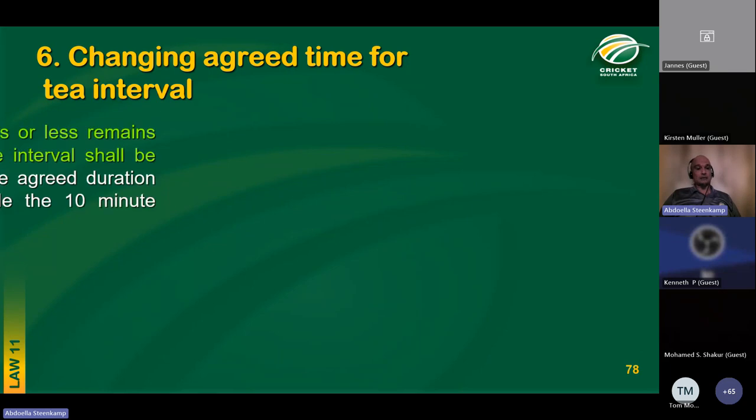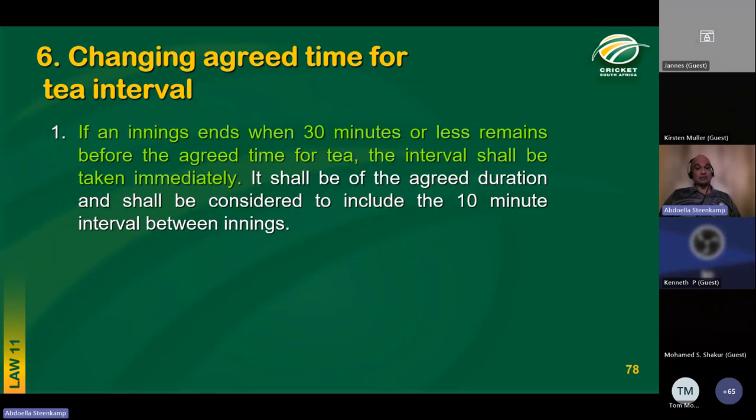So what about the tea time? Tea time is slightly different, but the same principle applies. What is the difference? When it comes to tea time, it is 30 minutes or less before the agreed time for tea. So if an innings ends 30 minutes or less before, tea will be taken immediately, and the 10-minute change of innings will then be incorporated into your tea time. I'll use an example to illustrate this point. Let's say our scheduled tea time is 3 o'clock. At 14:40, South Africa gets dismissed.